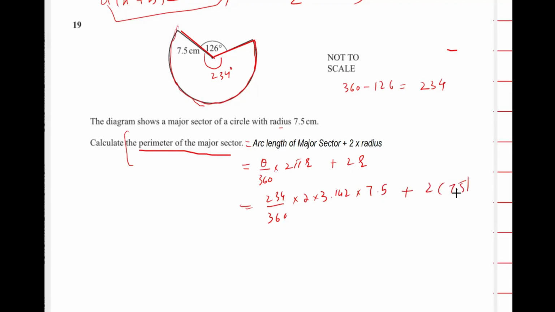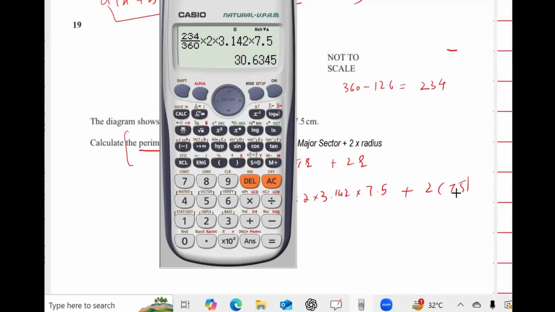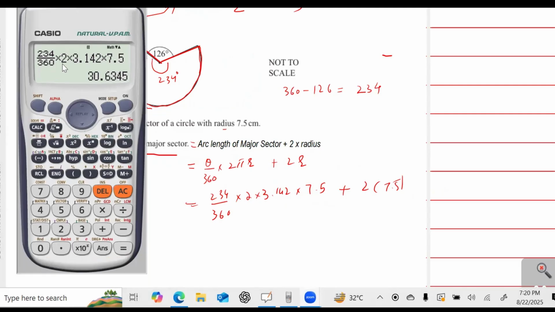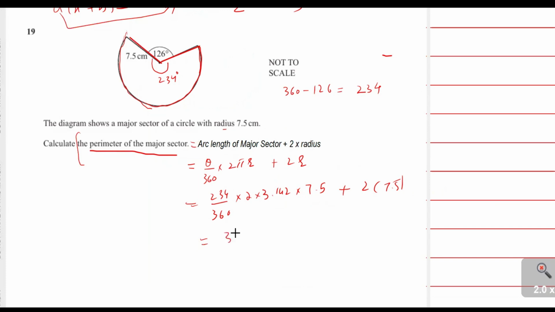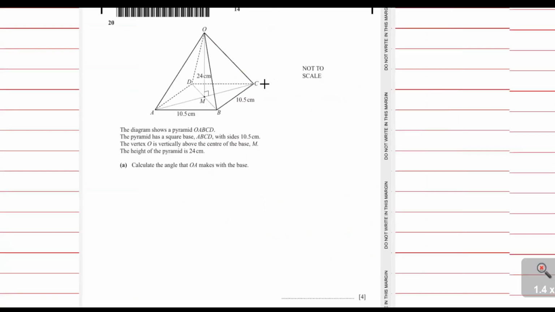Here theta is 234 over 360 multiply 2, pi value is 3.142, radius is 7.5, plus 2 times 7.5. We can calculate this value: 234 over 360 multiply 2 multiply 3.142 multiply 7.5, we get 30.63. We write here 30.63 plus 2 times 7.5, which is 15, and the answer will be 45.63, and this will be equal to 45.6. This is the answer.